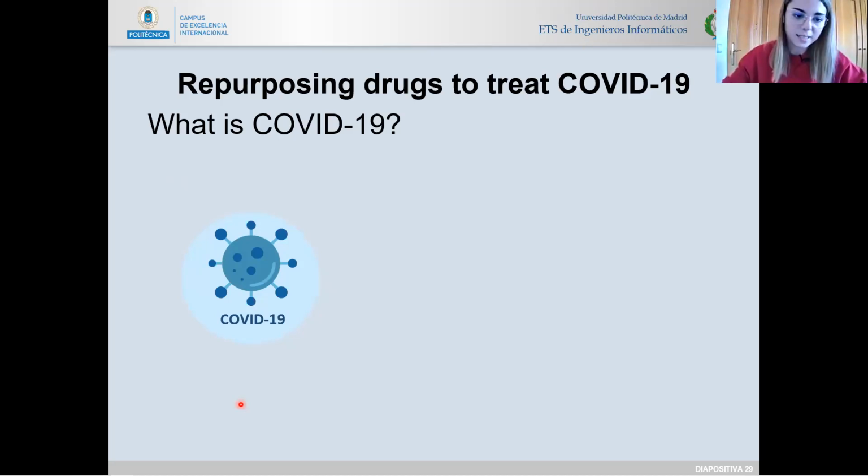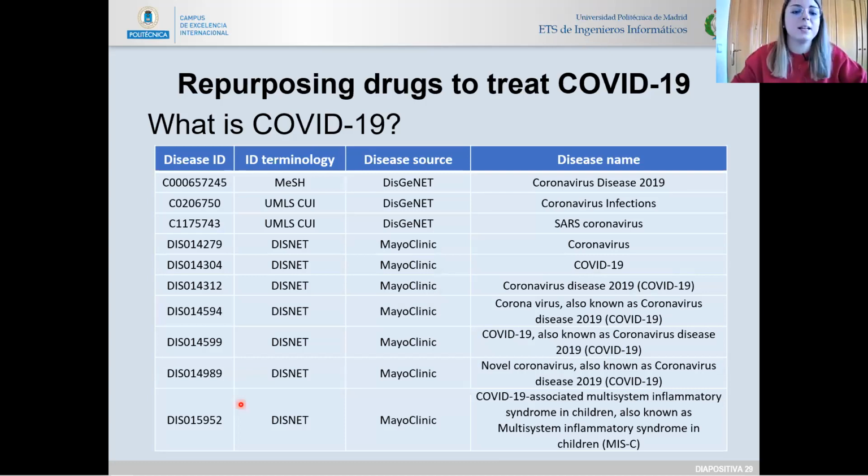But informatically talking, there are several entities that can be considered as COVID-19. Here I'm showing an example of the different identifiers or the different concepts that are related to COVID. I mean, coronavirus disease 2019, coronavirus infection, SARS coronavirus. They are like upper hierarchy of coronavirus, but then COVID-19, coronavirus disease, COVID-19. I mean, they are all representing COVID, but are differently identified.